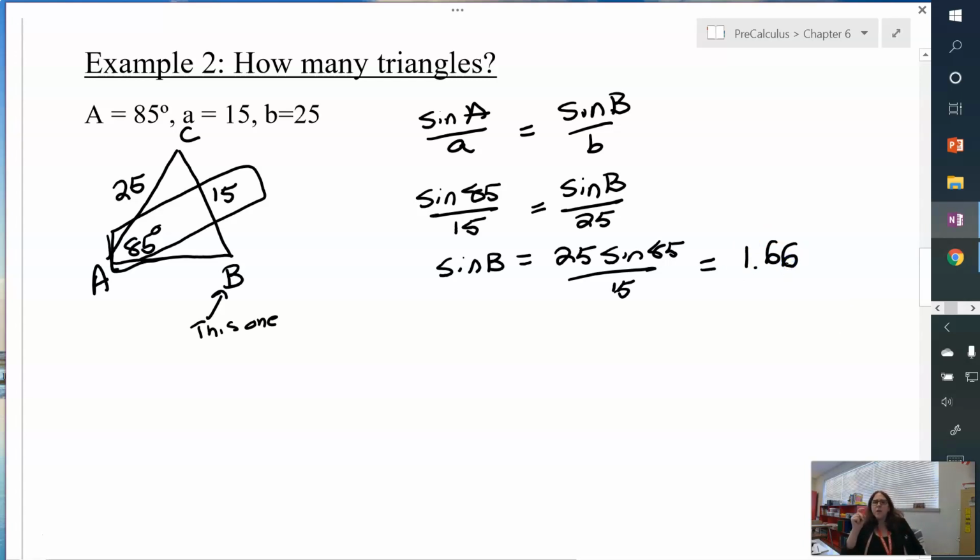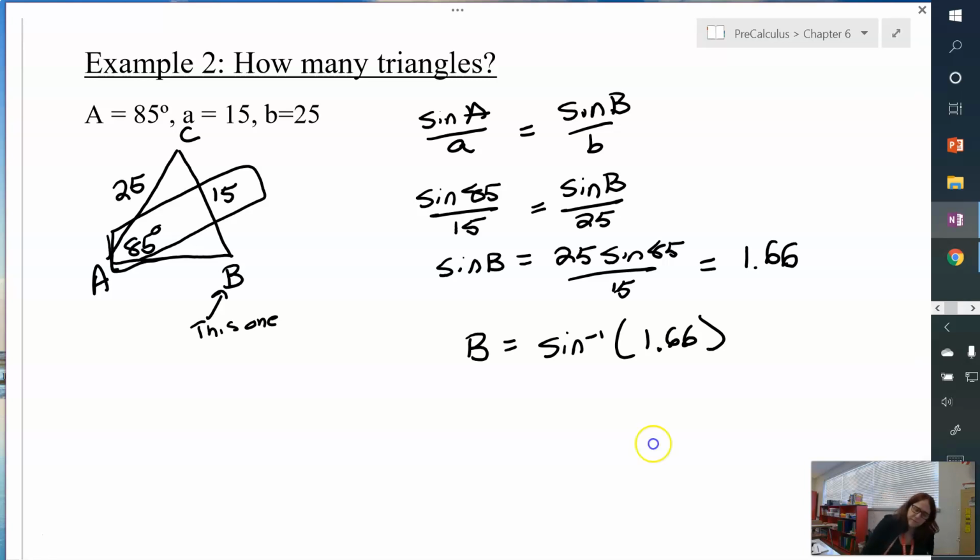So right here, you should have some alarm bells going off. And here's why. Sine of B is 1.66. But sine is always between -1 and +1. So if I go to do the inverse sine, something interesting is going to happen. So B is going to be the inverse sine of 1.66. So just do the inverse sine of that. And I got error. Which means there is no triangle at all.